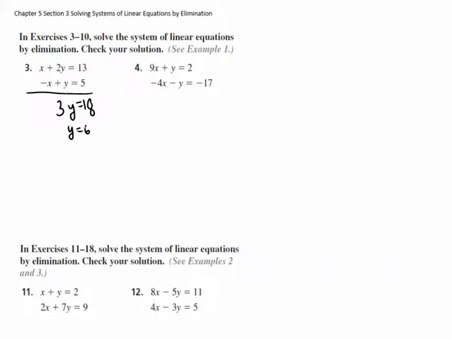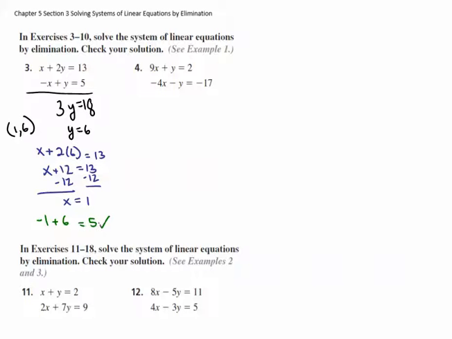From there, we are going to use the y in the first equation, so x plus 2 times 6 is equal to 13. X plus 12 is equal to 13. Subtracting 12 on each side gives me x is equal to 1. So it appears the solution here is 1 comma 6. Now we need to test that in the second equation. Negative x, that would be negative 1, plus 6. Does that equal 5? And it does, so that checks.